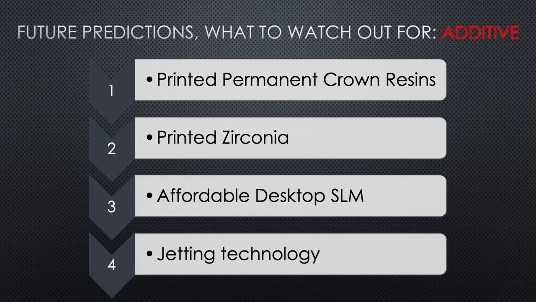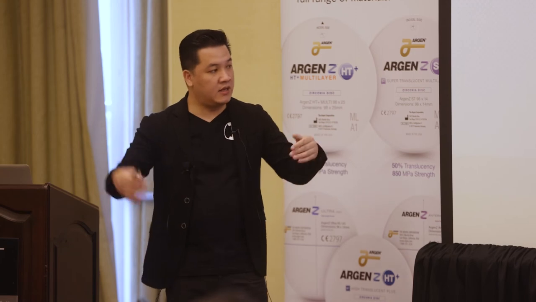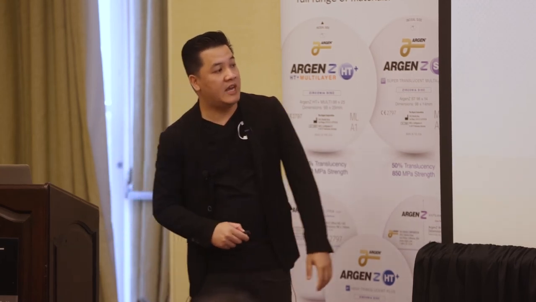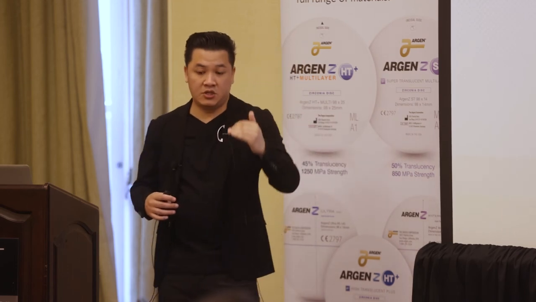So some predictions, things that you should really look out for. A lot of additive technologies. Printed permanent crown resins, they're investing heavily in that. Printed zirconia is very much in its infancy, but I do see that developing. Desktop SLM, little tiny units that let you sinter metal in the lab, is becoming affordable. Jetting technology is very exciting because you have multiple colors. So if you want polychromatic restorations, or denture bases that are fused monoblock with denture teeth, jetting technology is the way forward. So really keep an eye on additive.